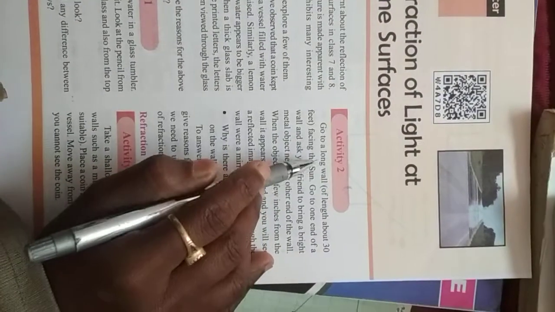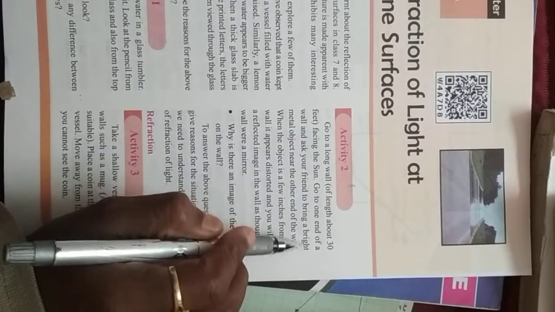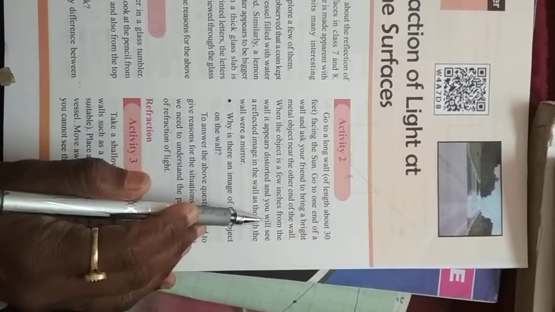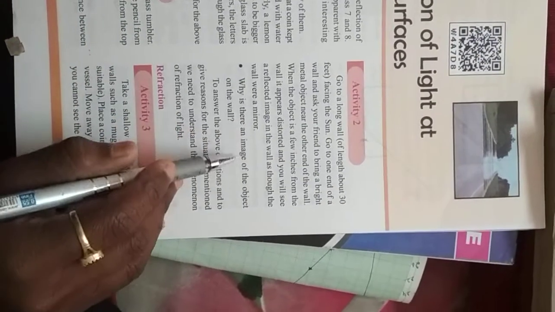Activity 2. Go to a long wall facing the sun. Go to one end of the wall and ask your friend to bring a bright metal object near the other end of the wall. When the object is a few inches from the wall, it appears distorted and you will see a reflected image on the wall, as though the wall were a mirror. Why is there an image of the object on the wall? To answer the above questions and to give reasons for the situations mentioned, we need to understand the phenomenon of refraction.